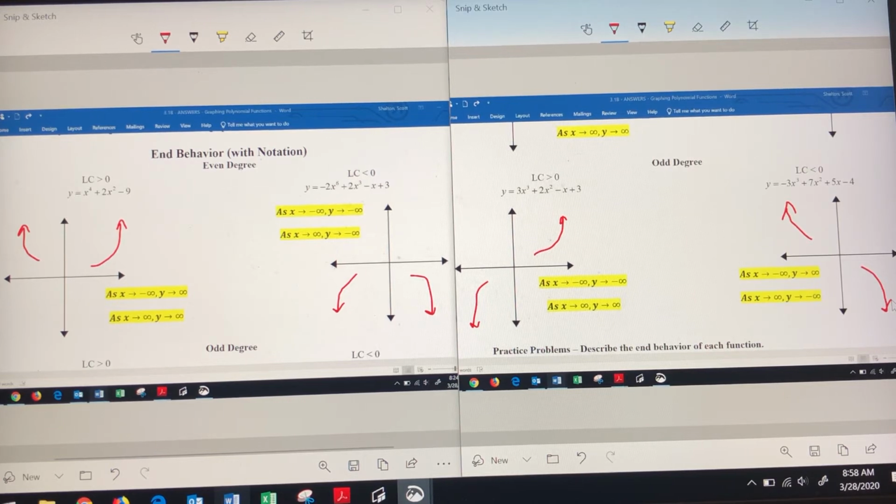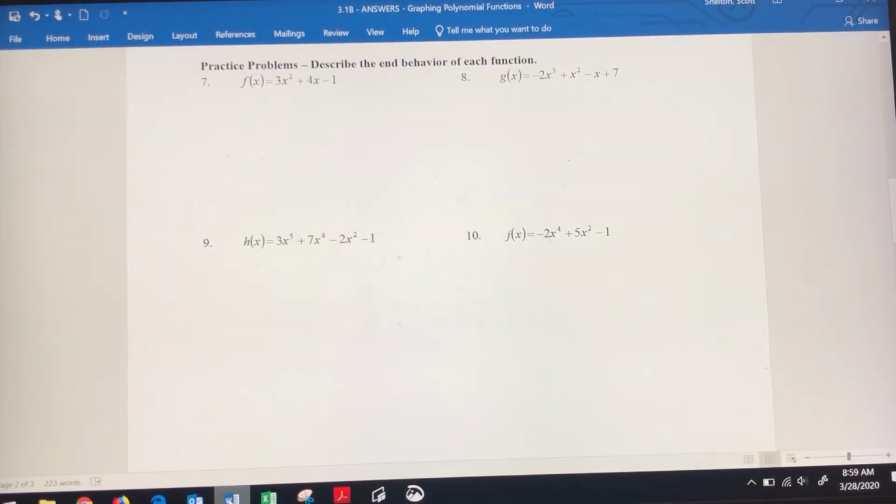So that's how we determine end behavior. You're going to look at the degree, you're going to look at the leading coefficient, and that's going to tell you what happens as x approaches negative infinity and x approaches positive infinity. Right now, if you would, pause the video. We want to try these 4 problems that are on the notes page.